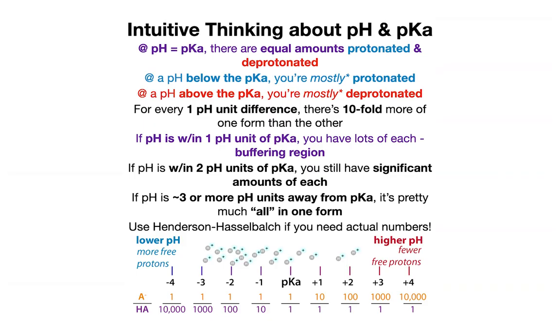So you can see that by the time you're a couple pH units away from the pKa, it's predominantly going to be in one form. And if we go the other direction, if we go below the pKa, well, now there's more protons available. So now we have the opposite situation. We're going to get tenfold more of the protonated form, and then 100-fold more, and then 1,000-fold more, and then 10,000-fold more. So if we're a couple units away from the pKa, we don't even need to use the Henderson-Hasselbalch equation to know that almost all of it is going to be in one state.